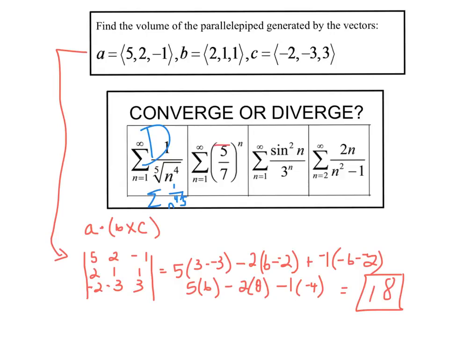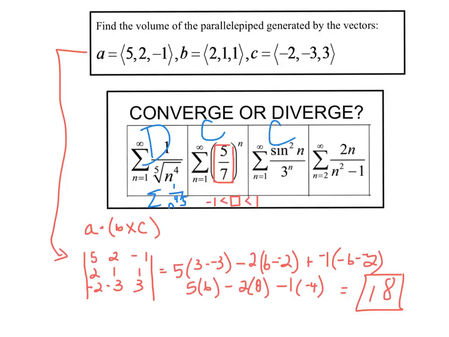Next, we've got a geometric series. Remember, geometric series are where we have a number raised to the nth power, and as long as that number is greater than negative 1, but less than positive 1, it converges. So this converges. The next one, how I would think about it is that sine is always between negative 1 and 1. So sine squared is between 0 and 1. So this is always less than or equal to 1 over 3 to the n, and 1 over 3 to the n converges, so this thing must converge as well.